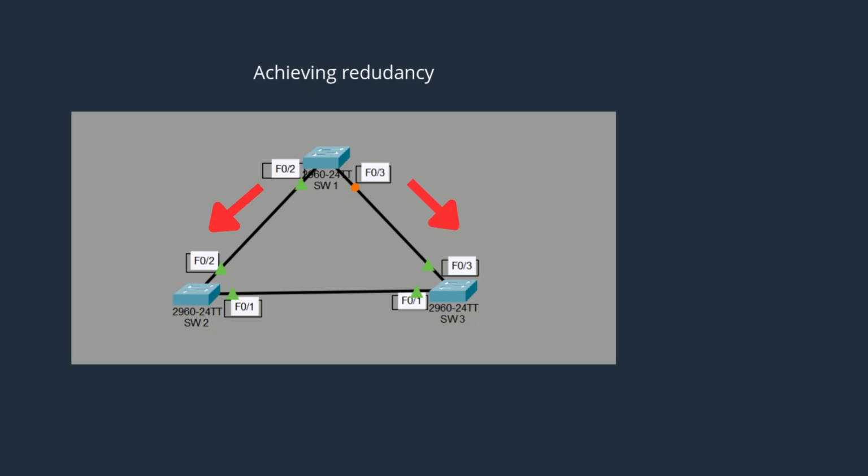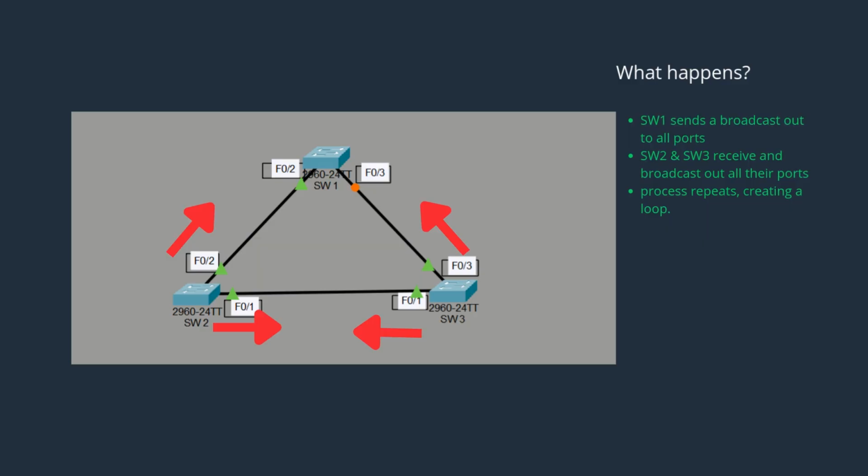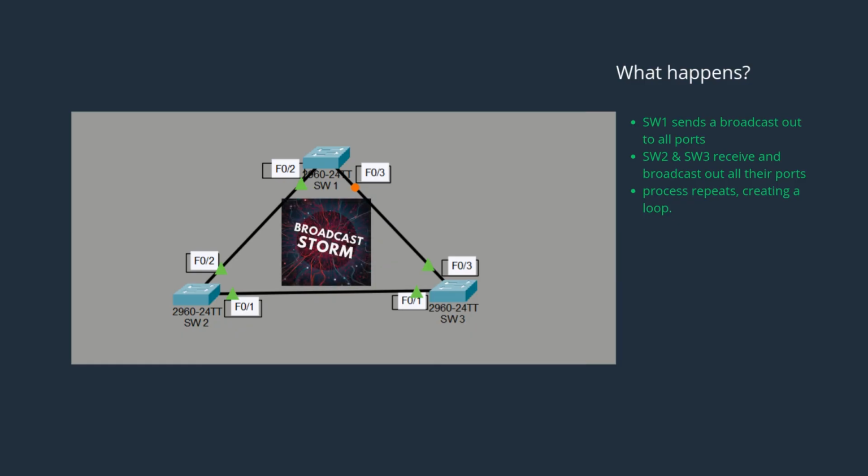Let's say SW1 sends out a broadcast frame to all its ports. Watch what happens. SW2 and SW3 receive this broadcast and then forward it out all their ports, including back to each other. SW2 broadcasts to SW3, SW3 broadcasts back to SW2, and both broadcast back to SW1. Then the process repeats and repeats and repeats. This creates what we call a broadcast storm, an infinite loop where frames circulate endlessly through the network.